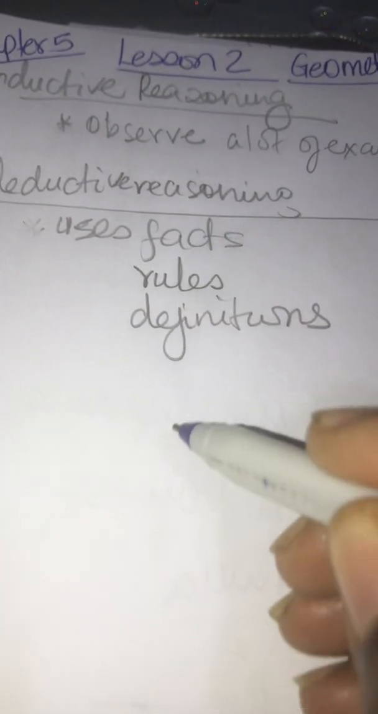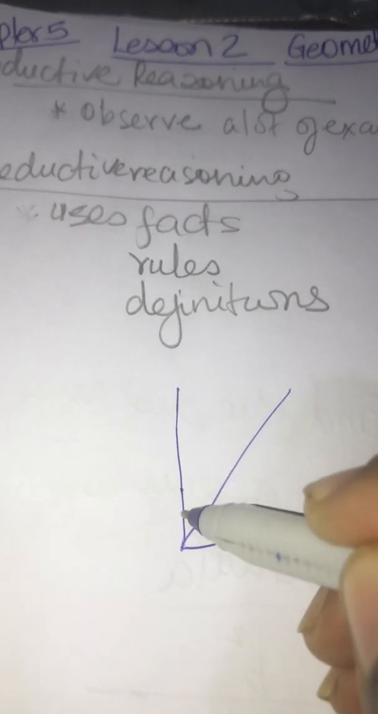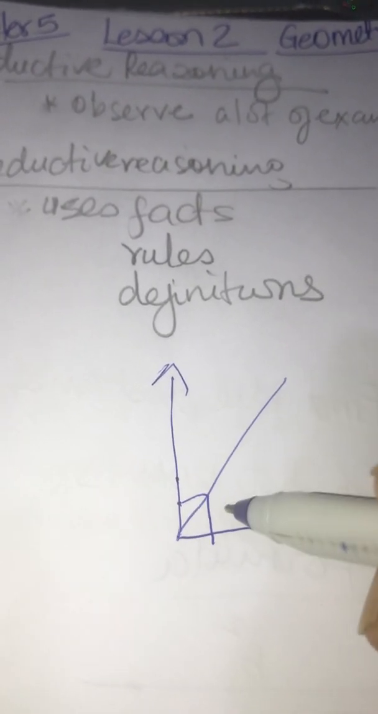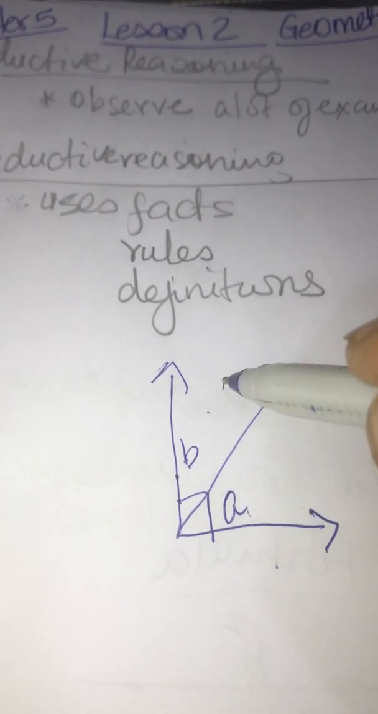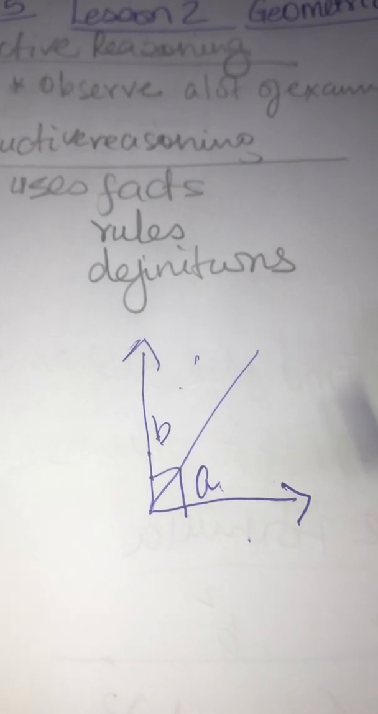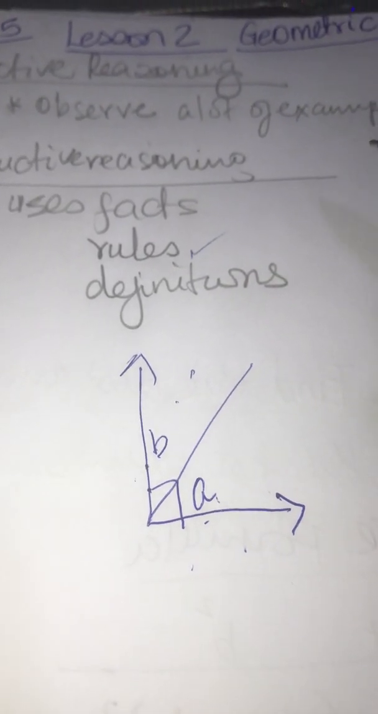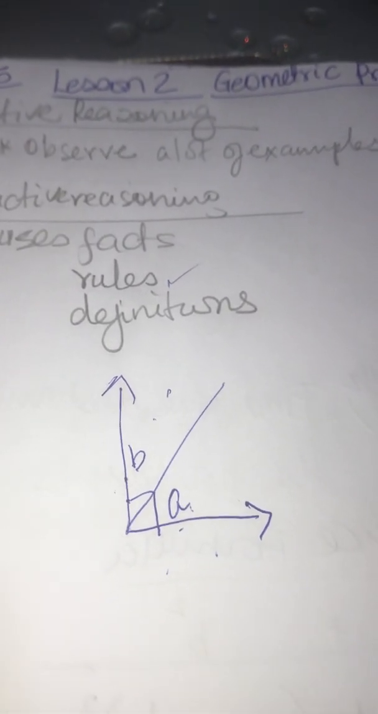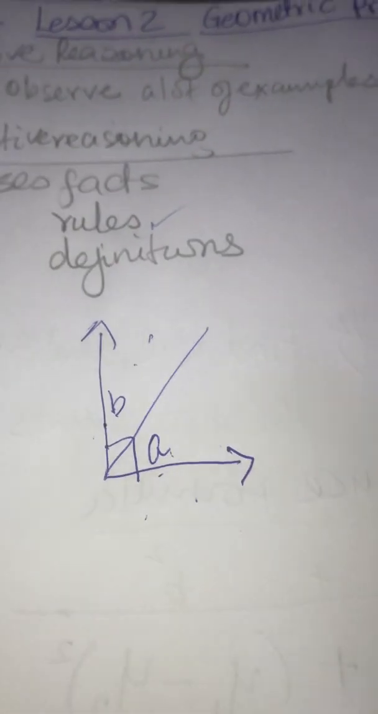So I can say rules. And then this is a 90-degree box. I can say angle A plus angle B are complementary because they have to add up to 90 degrees. Okay? So that is a rule. I can use a definition. An acute angle has to be more than 0 and less than 90. That is a definition.